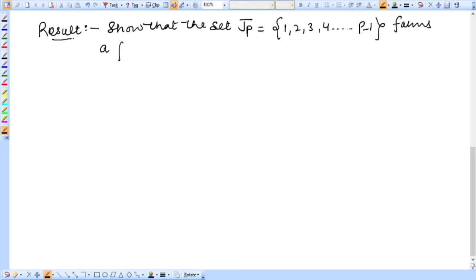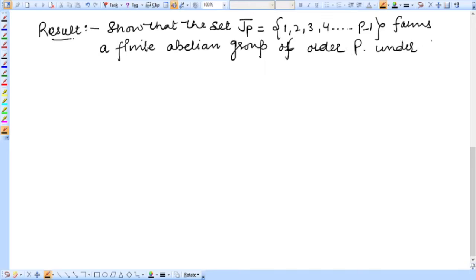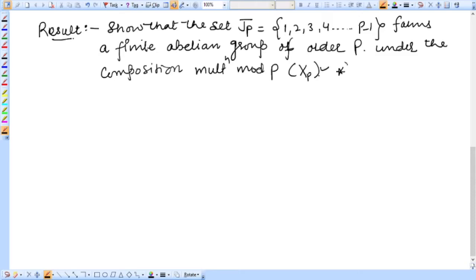The set Jp equal to 1, 2, 3, 4 up to p minus 1 forms a finite abelian group of order p minus 1 under the operation or composition of multiplication modulo p, which is denoted by multiplication with p in the foot. So this is the operation here; star is this multiplication modulo p.